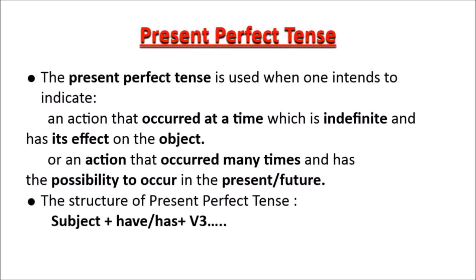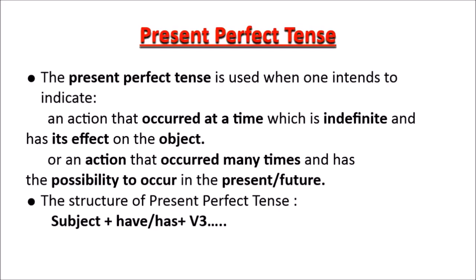Okay class, now we are moving on to present perfect tense. So this is the first type under perfect form. Okay, so now let's discuss in detail. The present perfect tense is used when one intends to indicate an action that occurred at a time which is indefinite and has its effect on the object, or an action that occurred many times and has the possibility to occur in the present or future.